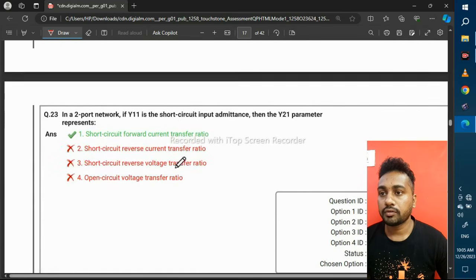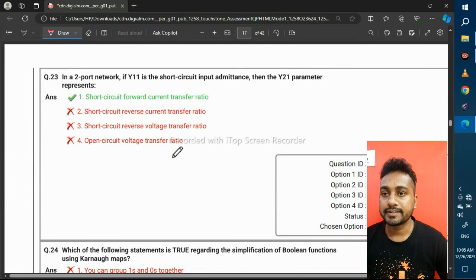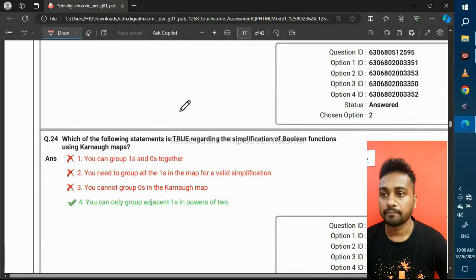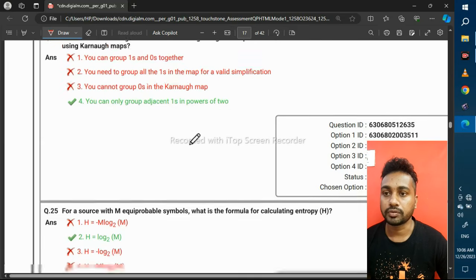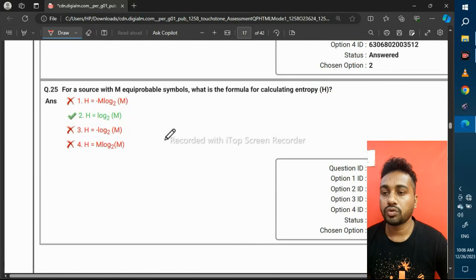In a two-port network, if Y11 is the short circuit input admittance, then the Y21 parameter represents the short circuit forward transfer admittance. Okay. Now, which of the following statements is true regarding simplification of a Boolean function? So in a Boolean function, you can only group adjacent ones in a power of 2. This is like, okay.